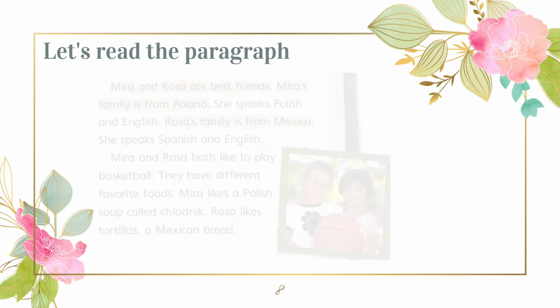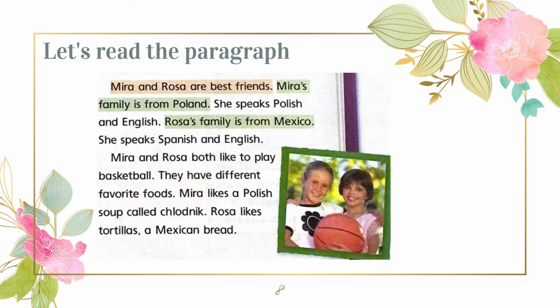Let's read the paragraph. Mira and Rosa are best friends. Mira's family is from Poland. She speaks Polish and English. Rosa's family is from Mexico. She speaks Spanish and English. Mira and Rosa both like to play basketball. They have different favorite foods. Mira likes a Polish soup called klotny. Rosa likes tortillas, a Mexican bread.